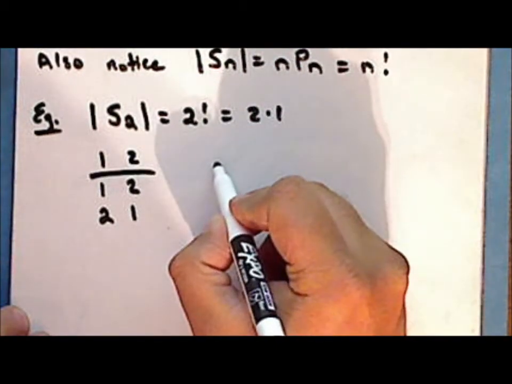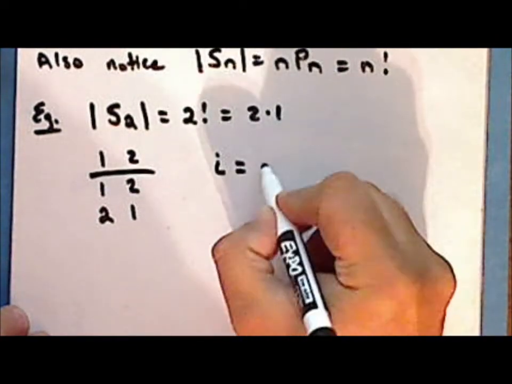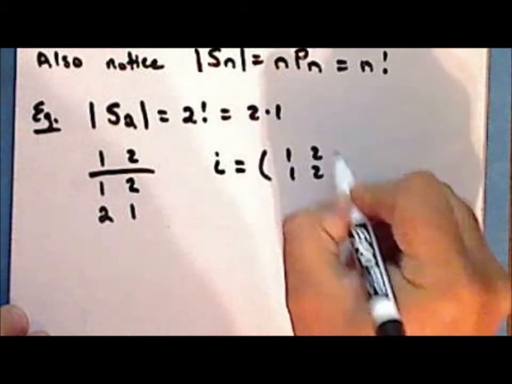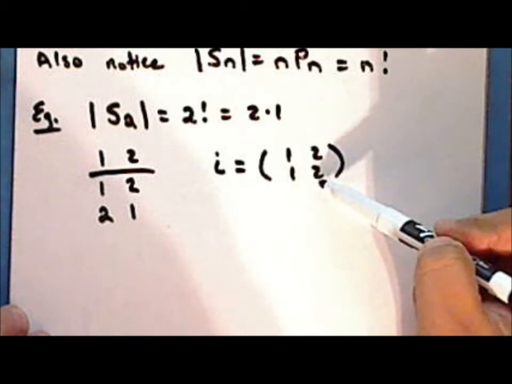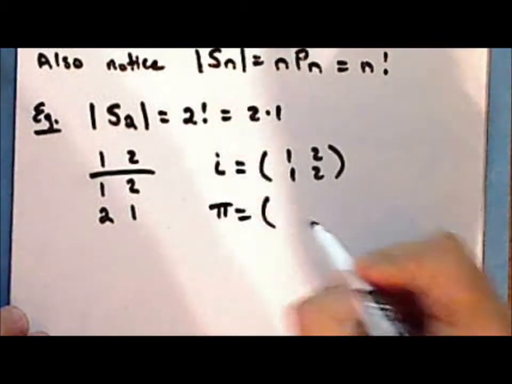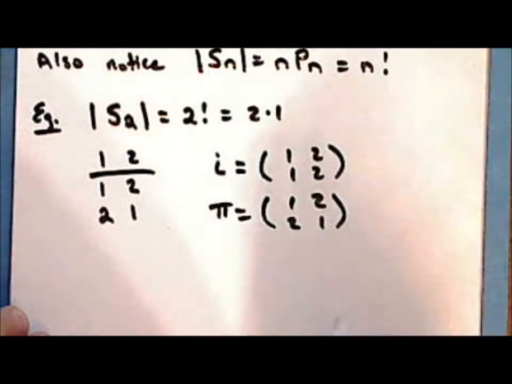So we can represent one by the identity, which is the map from 1 to 1 and 2 to 2, and the second one we'll call pi, and this is the map from 1 to 2 and then 2 to 1.